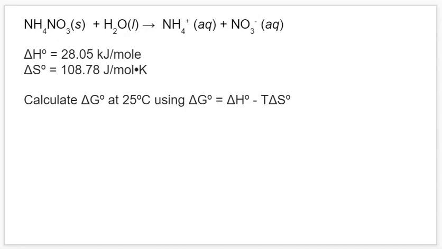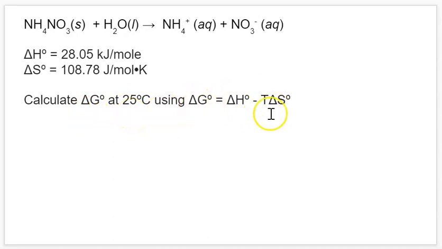All right, now let's try to evaluate a process quantitatively. So here we have a dissolution of ammonium nitrate in water, making aqueous ammonium and nitrate ions. And we're given the enthalpy and the entropy of the reaction. It's 28.05 kilojoules per mole for the enthalpy, so it's endothermic, and it's positive 108.78 joules per mole per degree Kelvin for the entropy, so it's increasing in disorder. And we want to calculate delta G at 25 degrees Celsius.